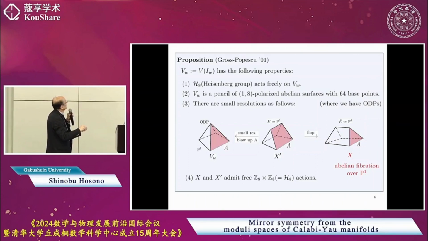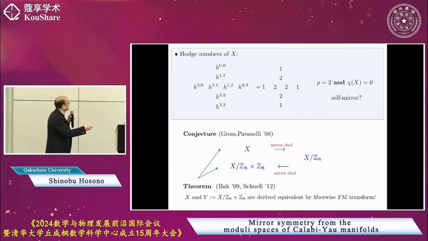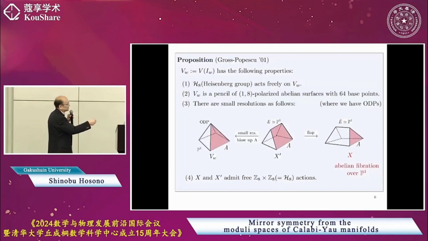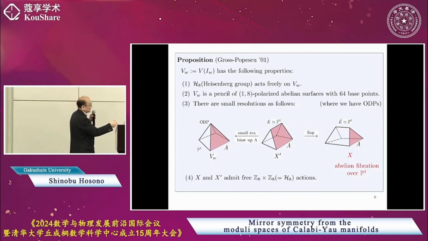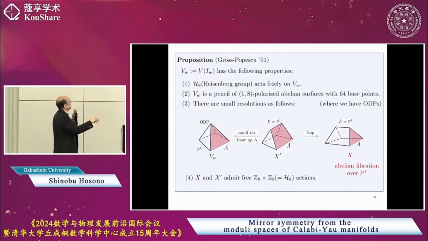Also, another point is that we removed this part. If this part were included in the vanishing locus, we would simply recover the abelian surface, but we forgot that part. Because of that, we have a pencil of abelian surfaces, and actually 64 base points, where we have 64 ODPs, ordinary double points. That somehow tells us the structure of the Calabi-Yau threefold: a one-parameter family of abelian surfaces. That's the rough structure of this vanishing locus.